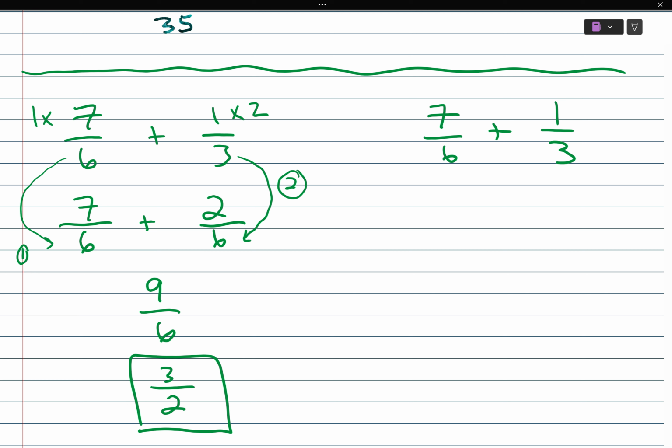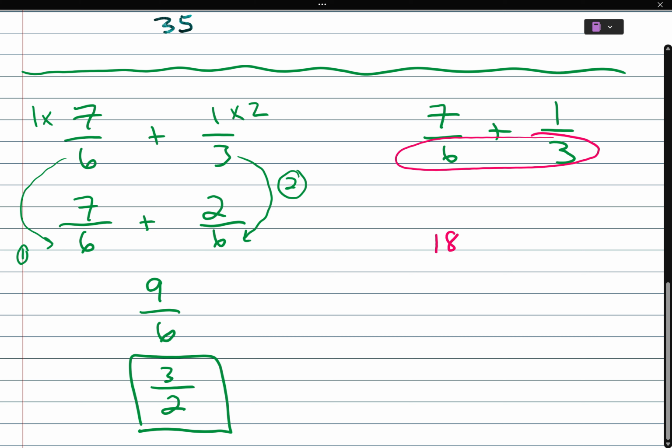All right, so now let's take a look at the other way, the KB method, where we're going to multiply 6 times 3, so we get 18, right?